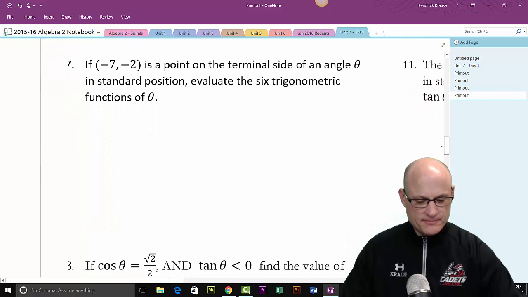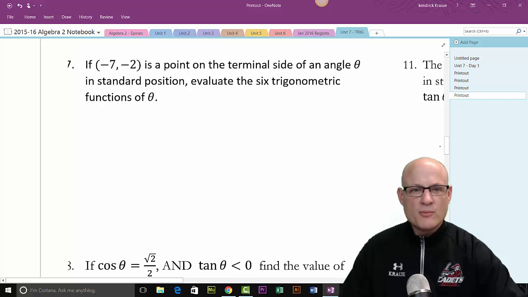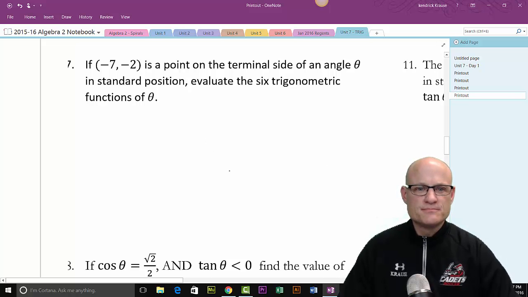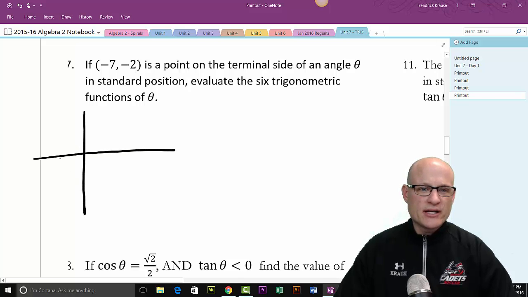Okay, number 7. Basically, we're going to do the same kind of thing. Draw our axes in. Negative 7, negative 2. So here we go. Negative 7, about here. Negative 2, about here.